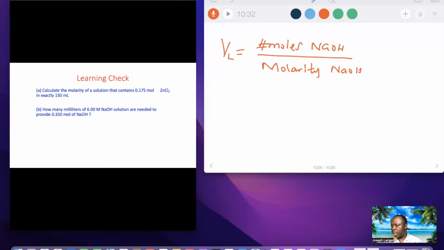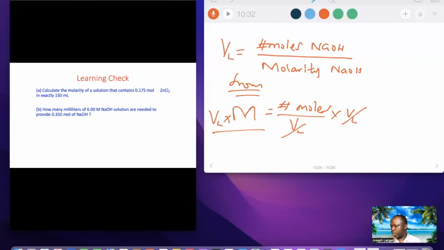How do I do that? Remember, molarity equals moles over volume in liters. So if I multiply both sides by V in liters, I'll cancel that and cancel that, then divide both sides by M. This is where I'm getting number of moles over molarity. That's rearranging the molarity equation.